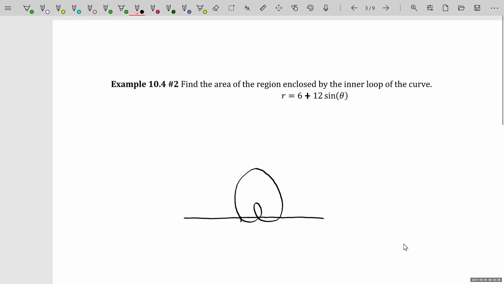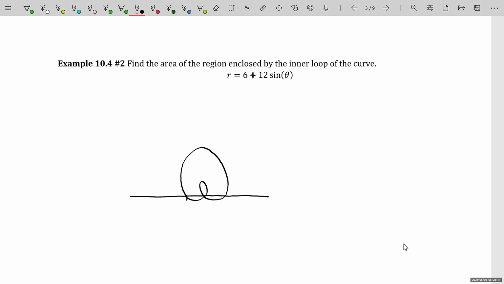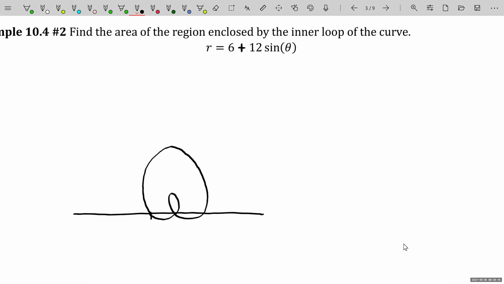All right. How do I know that it's a limaçon with an inner loop? That's from experience, but you can also just plot points very, very quickly. You can make a little table if you need to. Theta versus r. Theta being 0, then pi over 2, then pi, then 3 pi over 2. When theta is 0, you get 6 plus 0 or 6. When theta is pi over 2, you get 6 plus 12, which is 18. When theta is pi, you get 6 plus 0, which is 6. And when theta is 3 pi over 2, you get 6 minus 12, which is negative 6.